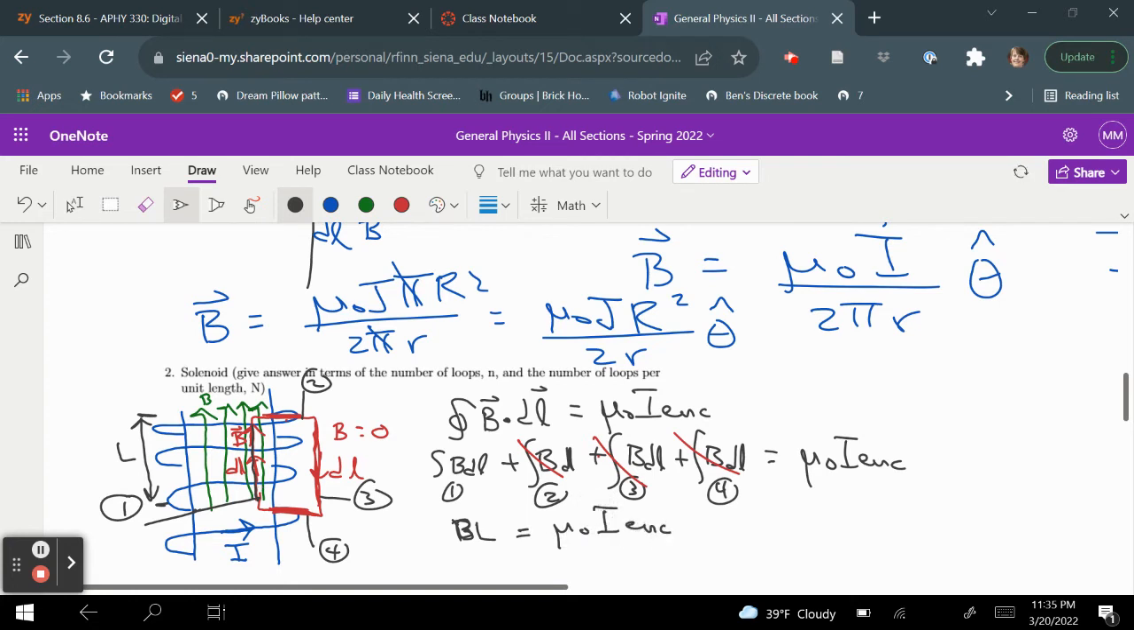So my mu naught I enclosed is just going to be, this is a solenoid, and so I have this number of loops n, right, and the number of loops per unit length.